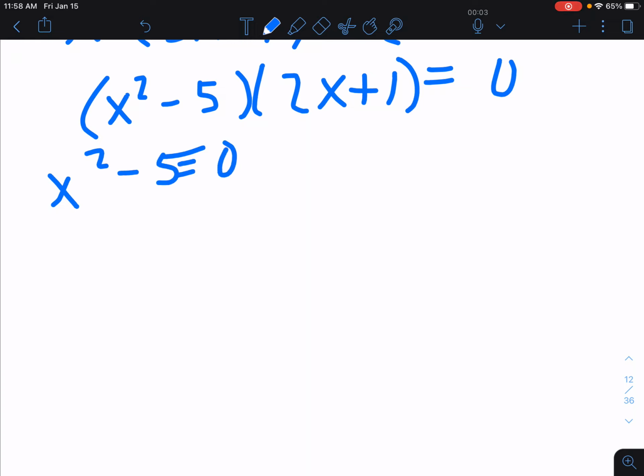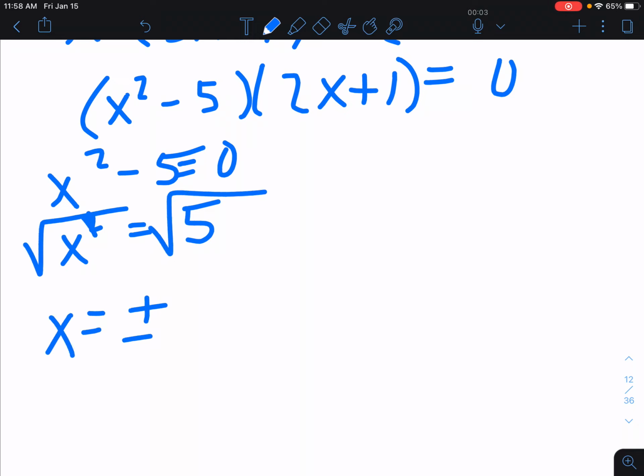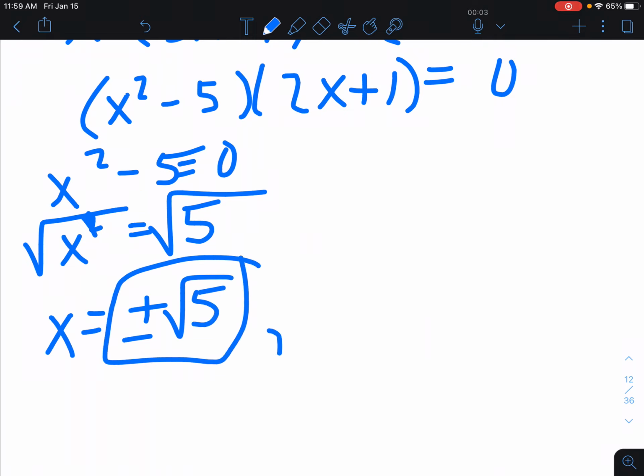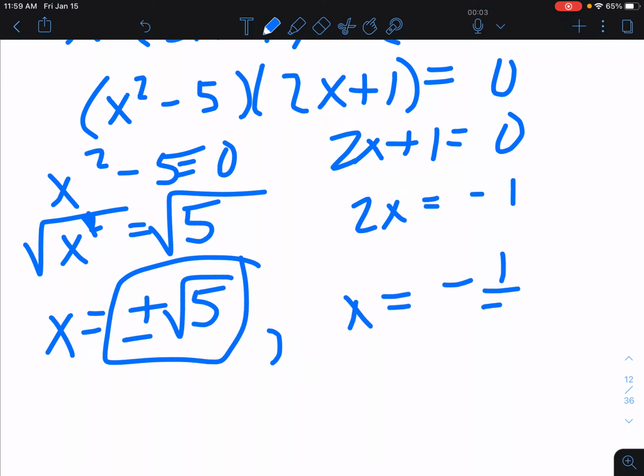Alright, so the first one, set it equal to 0. We're going to solve by square root since it has an x squared. We're going to add 5, then square root both sides to have x equals plus minus the square root of 5. And the second one, we're just going to get x by itself since it has no exponent. So we're going to subtract 1 and then divide by 2. And there's another answer. So we got 3 answers here.